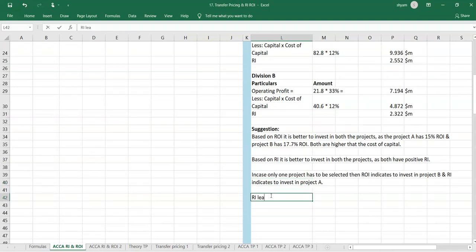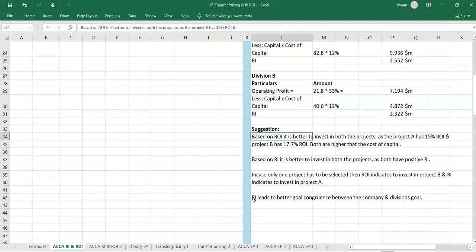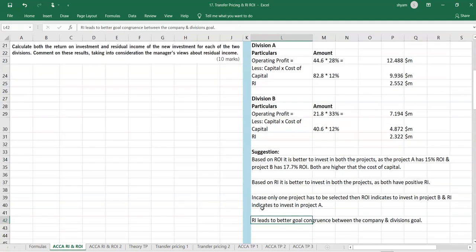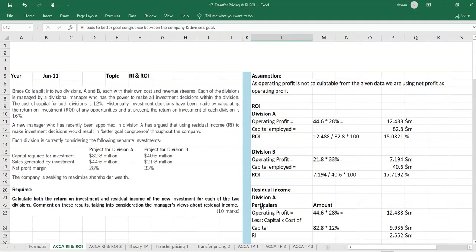RI leads to better goal congruence between the company and division's goal, because both of them want to increase the benefit of the whole amount. So rather than using a percentage, it's better to use the whole amount, and RI uses the whole amount. So using a whole amount leads to the betterment of the company. Okay, so we can finish the question like that.